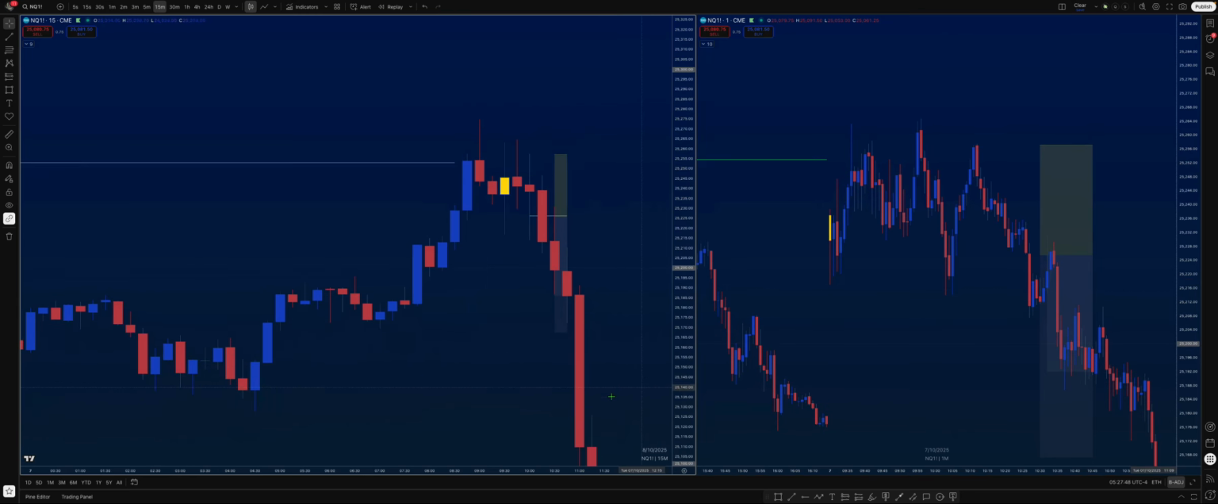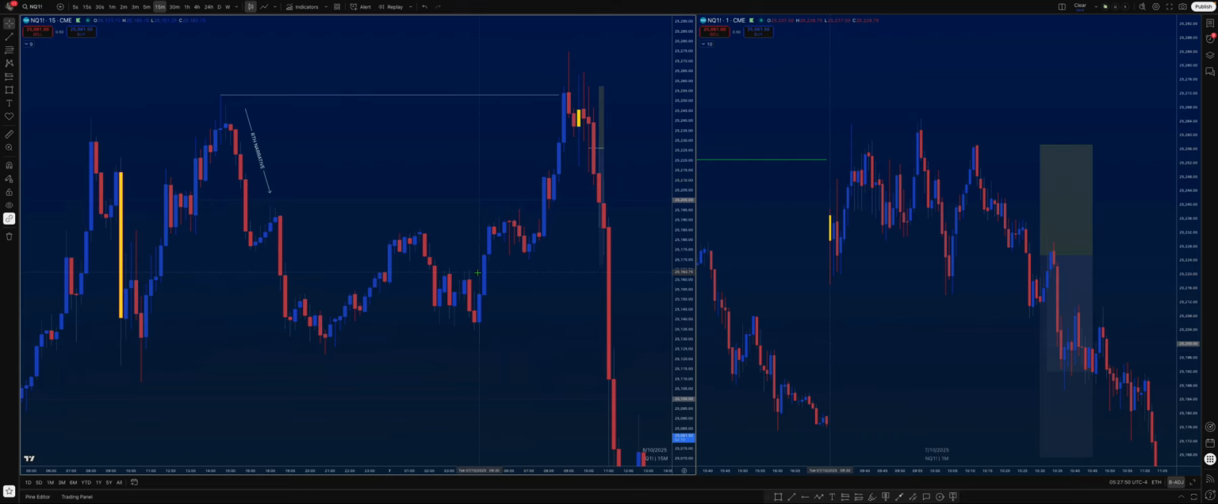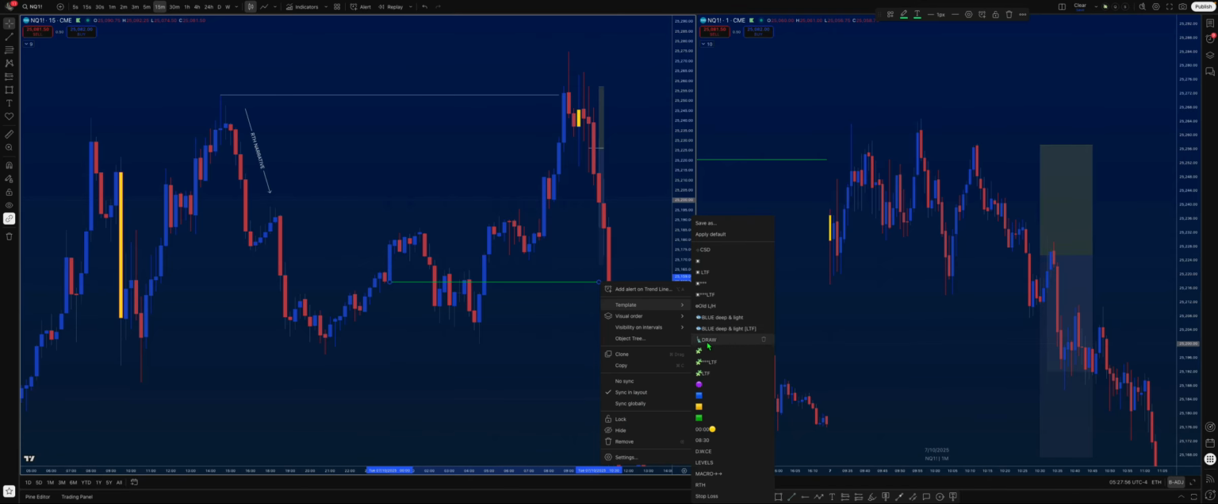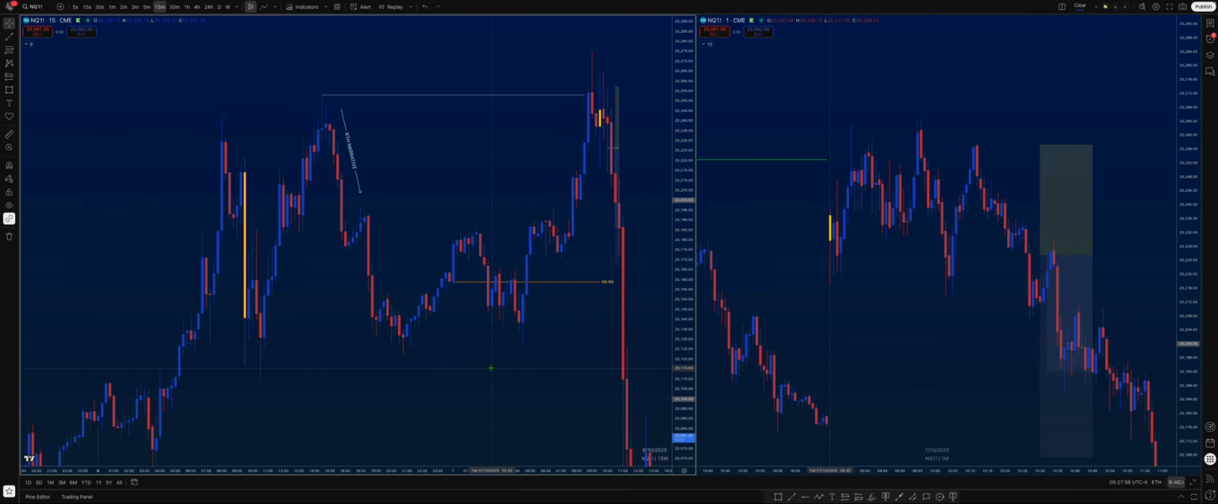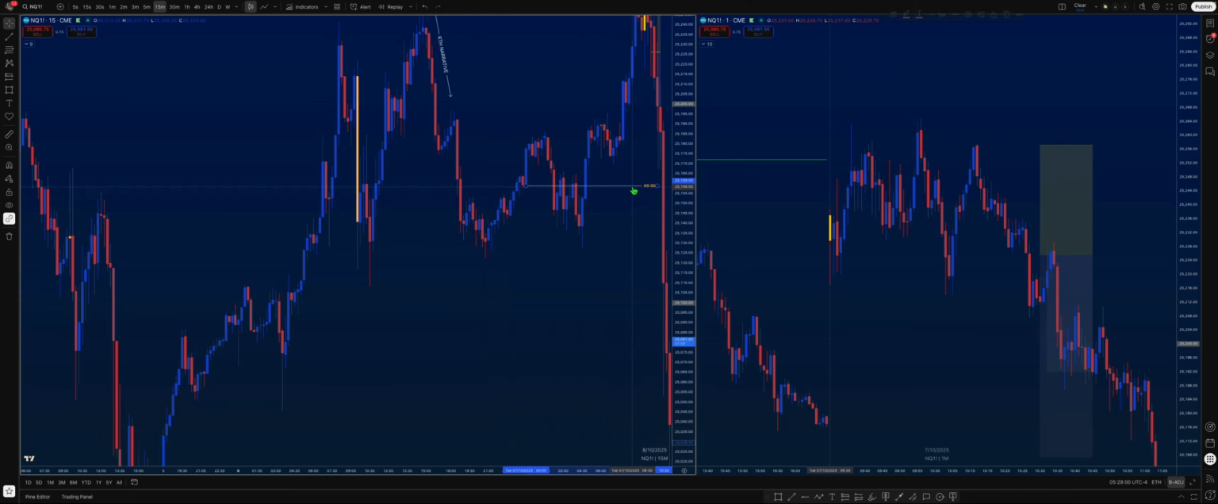And you can target down to the midnight price, which is around here somewhere. So that would be a nice target. And then also the Monday midnight price, which is all the way down here somewhere.